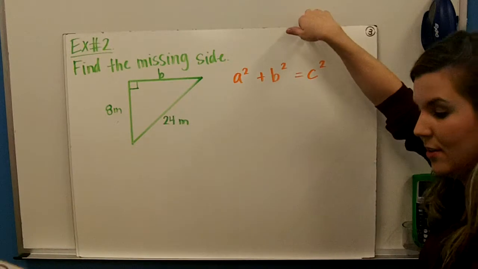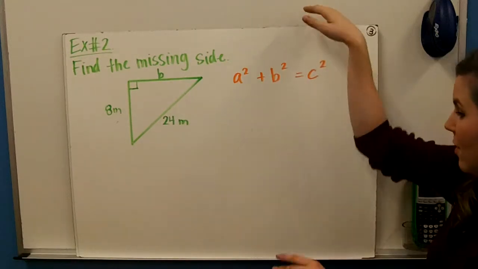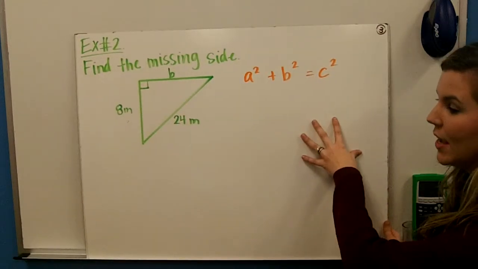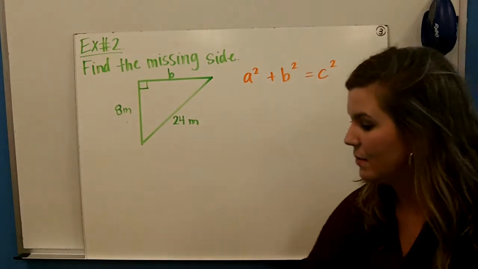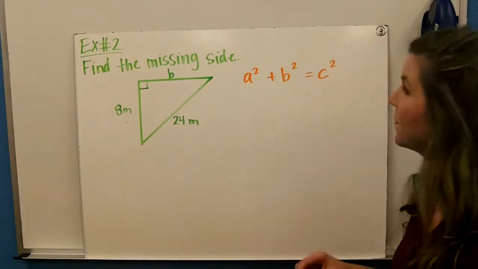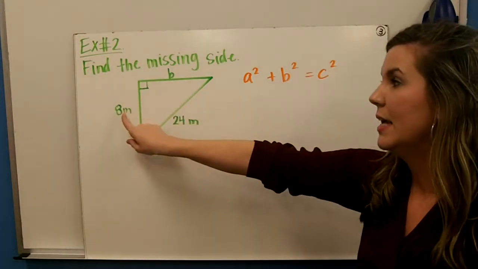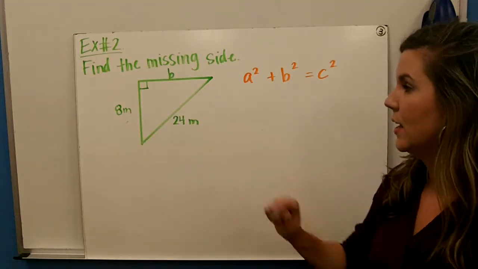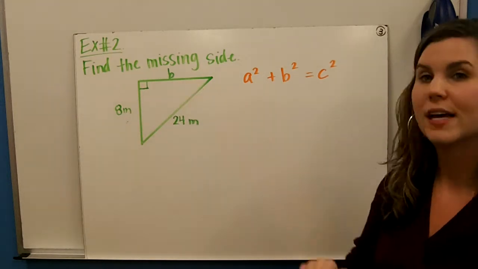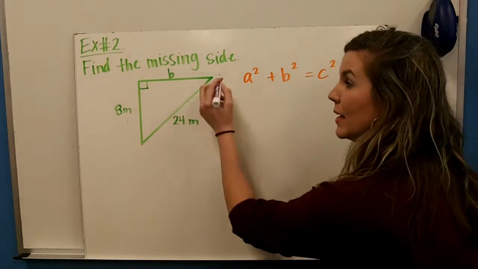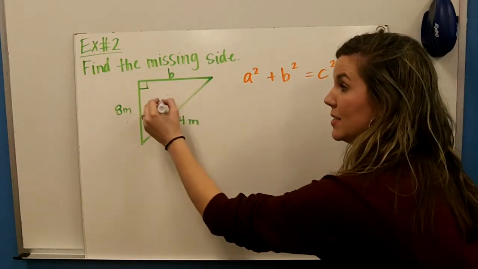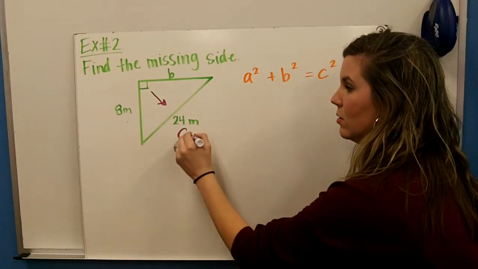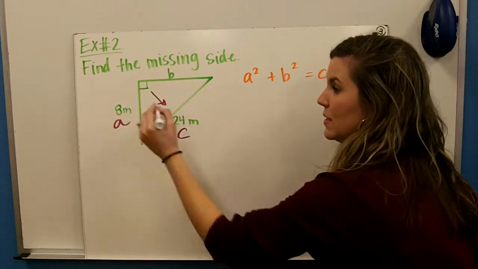All right. Let's see if I can do this without all the boards falling. Example number 2. Find the missing side. All right, here I have 8 and 24 meters, and I'm looking for side B this time. So here is my hypotenuse. It is opposite of the right angle. There's B, so this must be A.